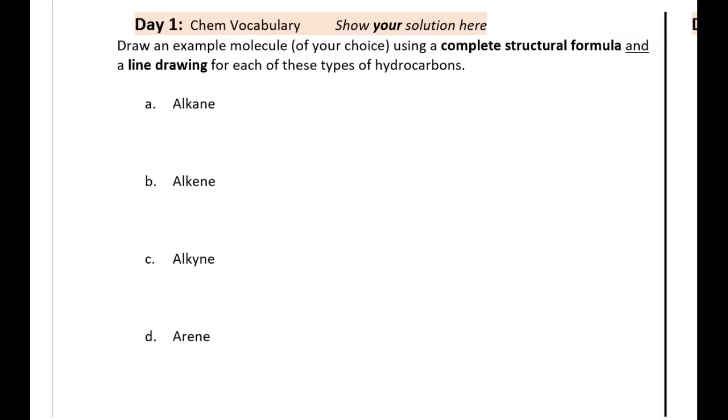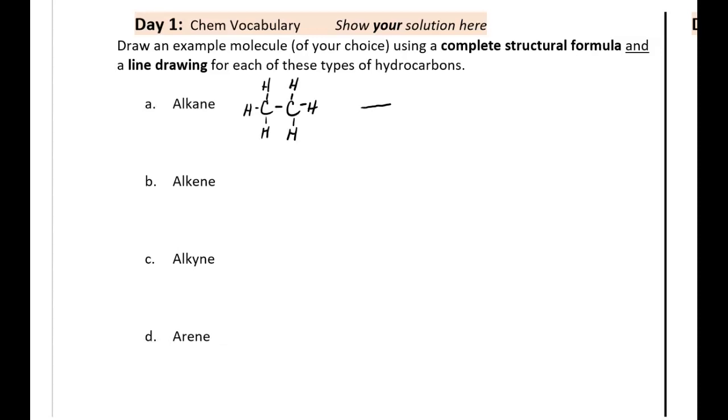So an alkane is a hydrocarbon with only single bonds. It's my choice what I want to draw. I'm going to make them pretty simple. So my example alkane is ethane, 2 carbons and 6 hydrogens. Here is the complete drawing. And here is the line drawing. It's not shown, but there's a carbon atom on both ends of that line segment. I drew ethane. You could have made methane, propane, butane. You could have made a branched alkane if you wanted.